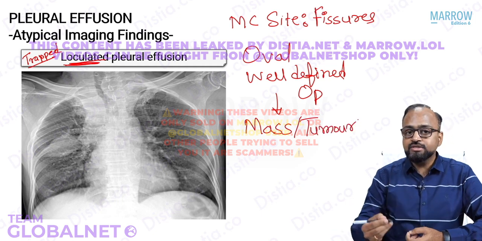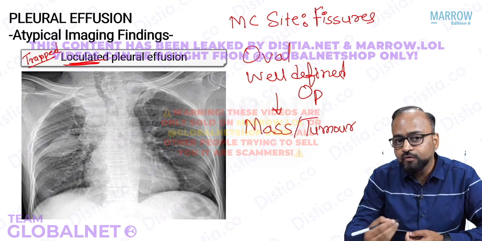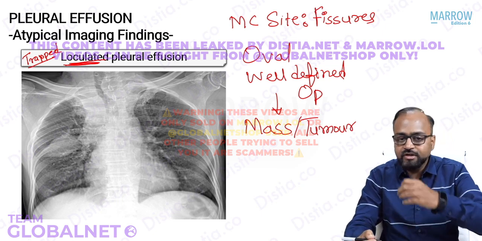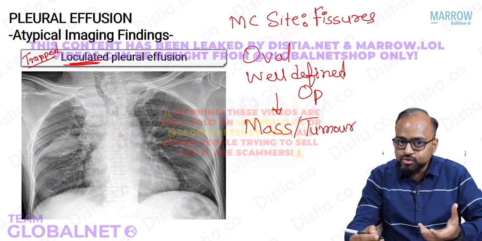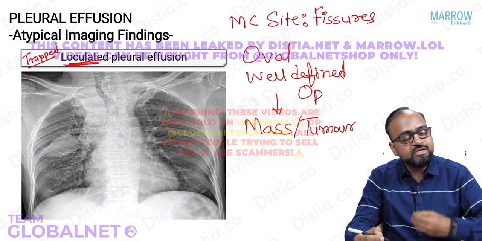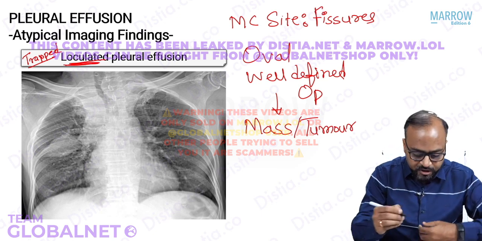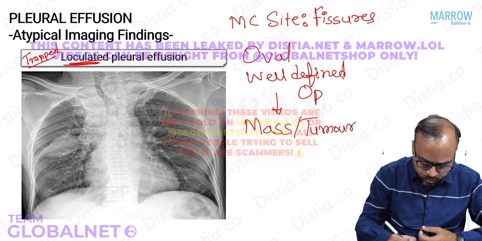This typically occurs in cases of congestive cardiac failure. Why? Because in congestive cardiac failure, there is a back pressure on the pulmonary vasculature. So pleural effusion is associated with congestive cardiac failure. Sometimes if this fluid gets trapped, it creates this mass-like opacity.